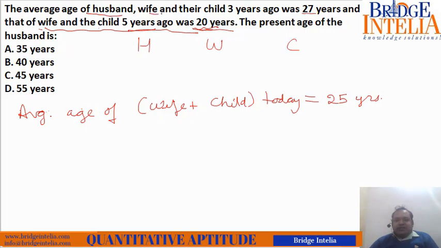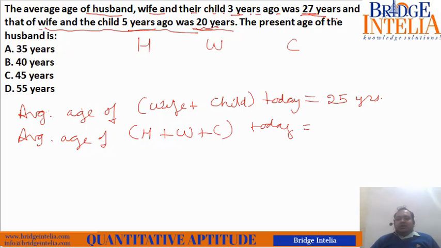Similarly, the average age of husband, wife and their child 3 years ago was 27. So if you bring that to today, the average age of husband plus wife plus child today would be 27 plus 3, so 30 years.